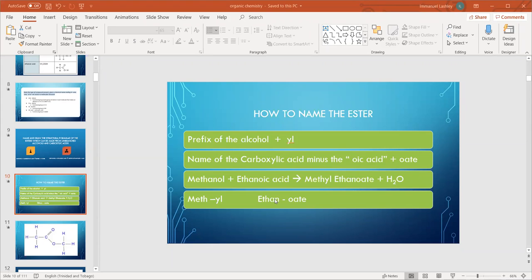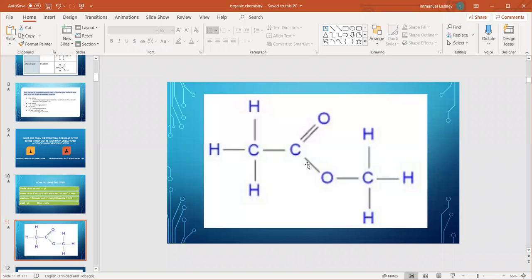That methyl ethanoate is your ester. Right? So this is an example of what the structure would look like if I had methanol being added to ethanoic acid.